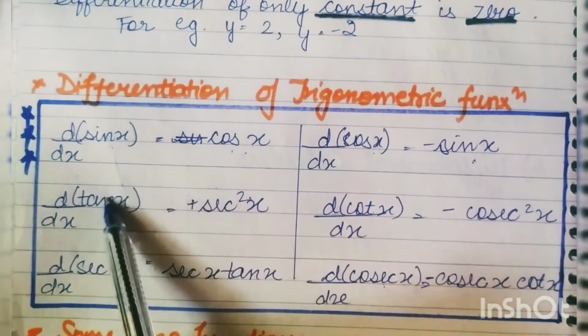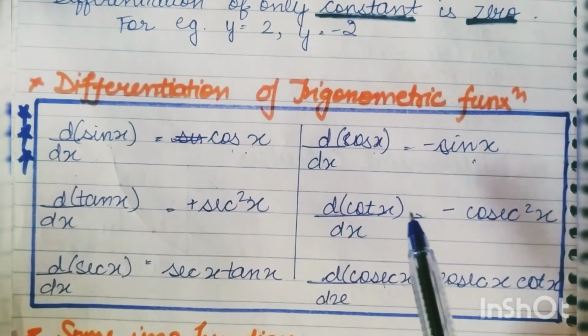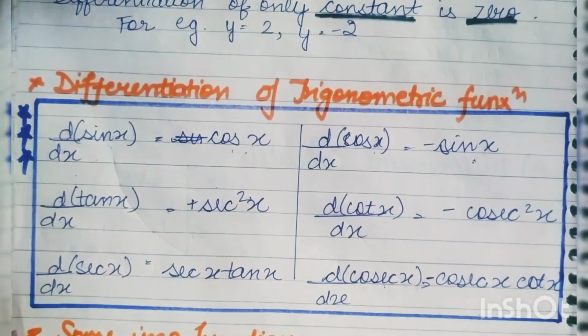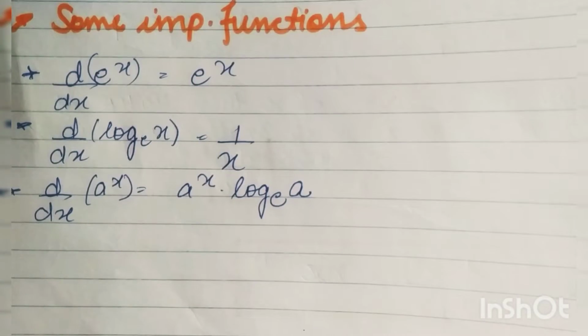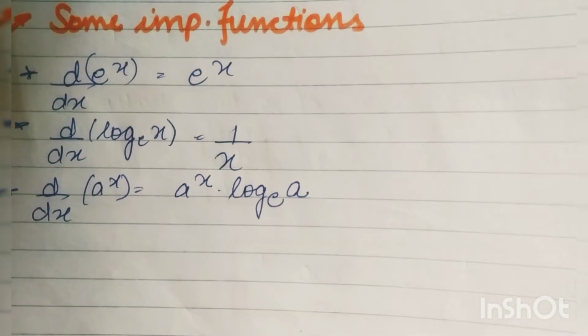Remember, sin x, tan x and sec x have positive value, whereas cos x, cot x and cosec x have negative value. Very clear? Coming to some more important functions, that is exponential and logarithmic functions.